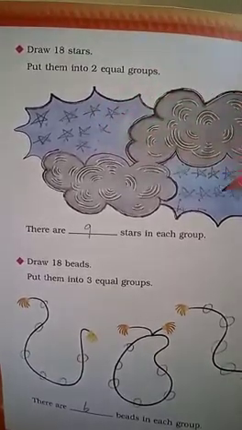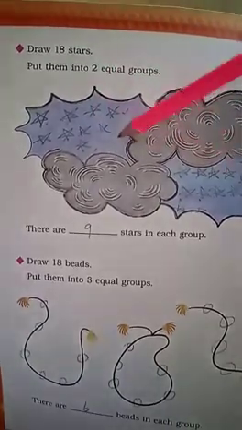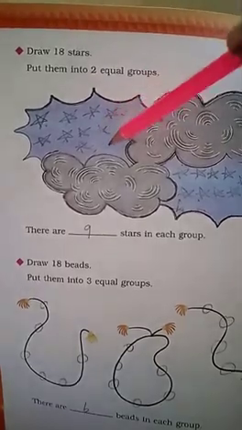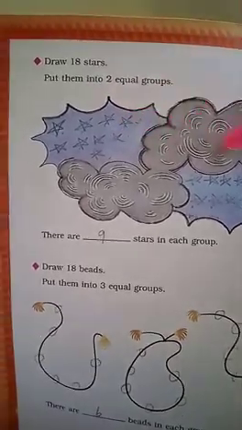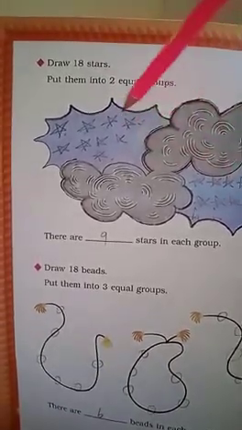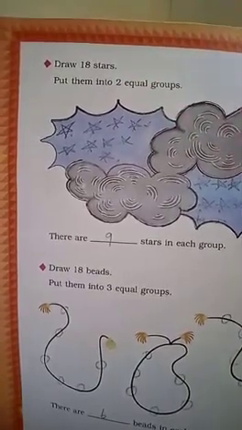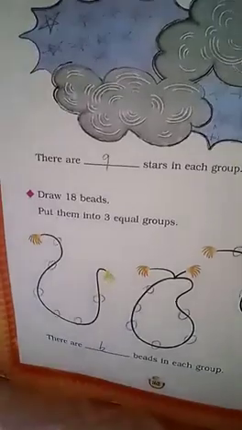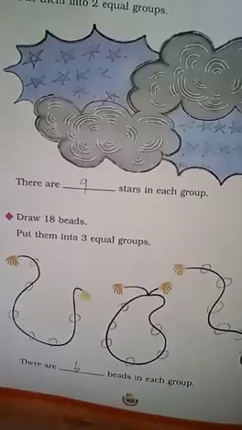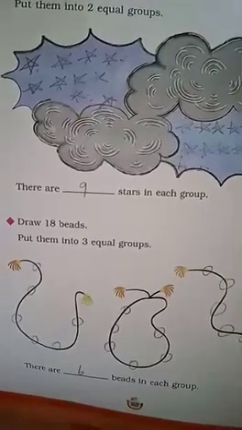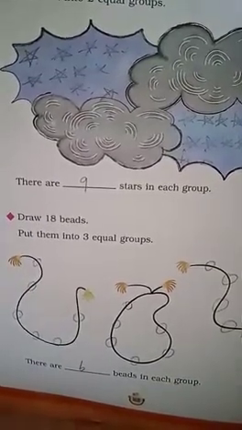Here 1, 1, 6, 6, 12. Next one more star. 7, 7, 14. One more star. 8, 8, 16. So one more star. We will be getting 9, 9. So we have 9 in each group.